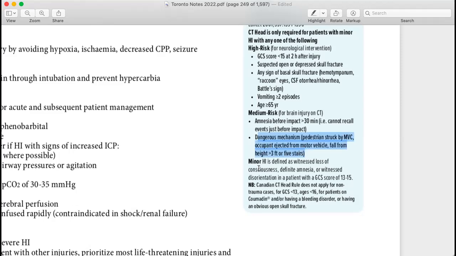In a minor condition, you just need to monitor that person for 24 hours and refrain from activity for 1 week, and then let them go. The Canadian CT head rule does not apply to non-traumatic cases, GCS less than 15, age less than 16, or a patient with a bleeding disorder. In those conditions, you are not going to use the rule for the CT scan.